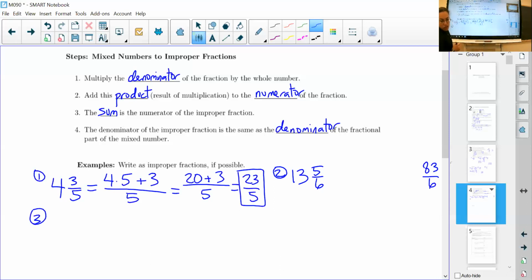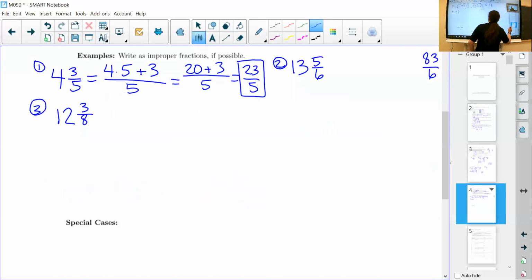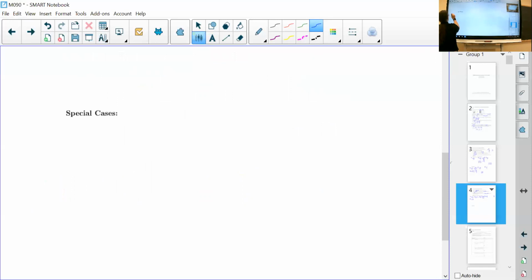Example 3, 12 and 3/8. I'll leave this one for you to do. Feel free to pause the video and do it now, or you can do it later. But either way, write it in your notes now as 12 and 3/8. And we'll look at some special cases.